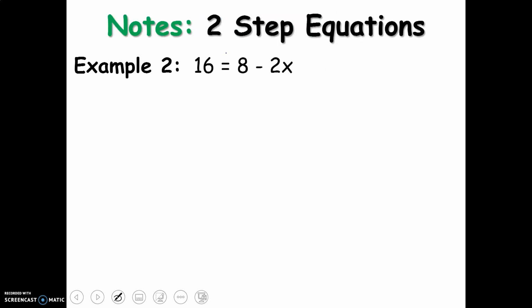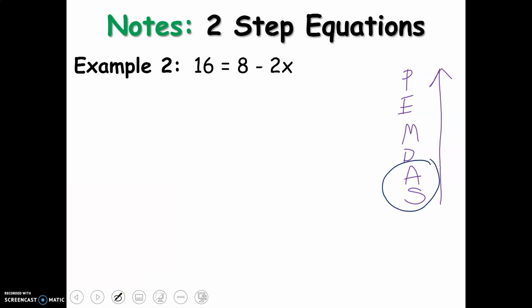All right, example 2. 16 is equal to 8 minus 2x. Now, once again, we want to reverse our order of operations. And our objective is to get the x by itself. Note, this time, x is on the right side of the equation. So the first thing is we ask, is there any addition or subtraction? Yes, on this side of the equation, we see an 8. Now, because the 8 does not have a sign in front of it, it is automatically assumed to be a plus 8. So we want to remove the positive 8 from the right-hand side of the equation.